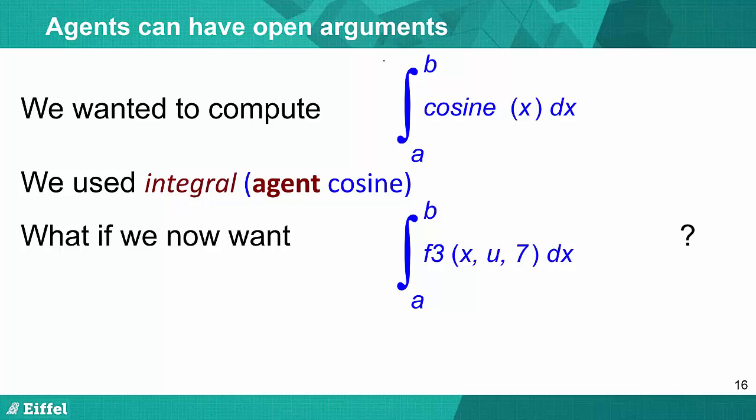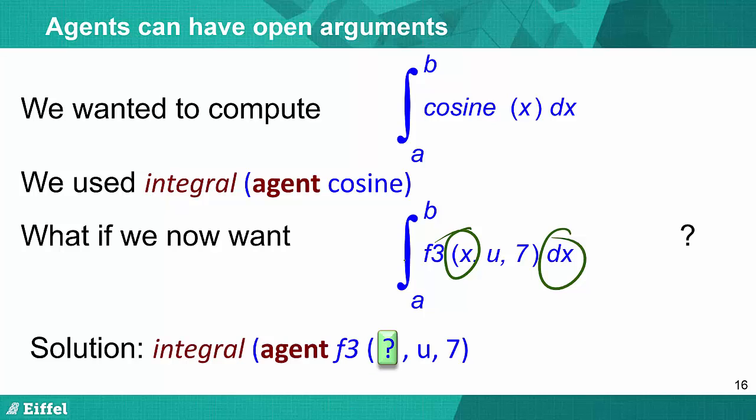Now, what if we want to sum f3 of x, u, 7 over that same interval, and f3 is just an arbitrary function. It has that name because it has 3 arguments. So we want to integrate it over x, of course, but we also want to pass 2 other arguments. So do you think we have to write a different integral function? Well, no, not with Eiffel agents.